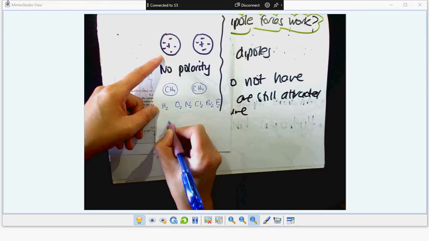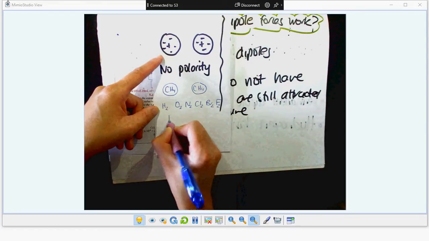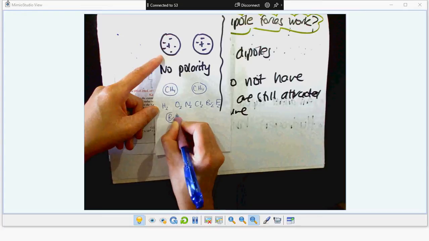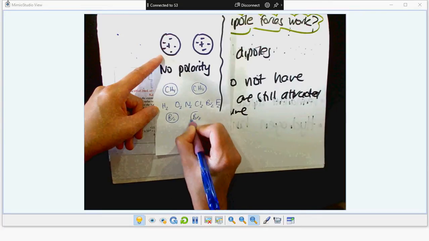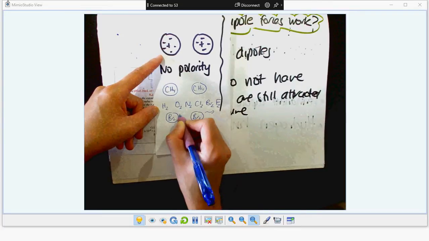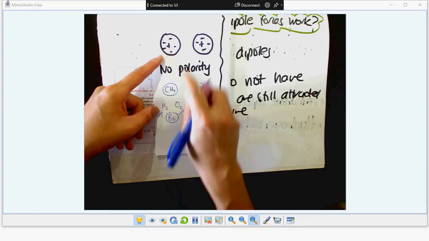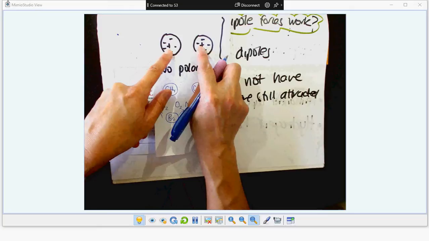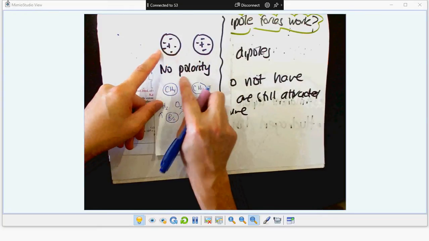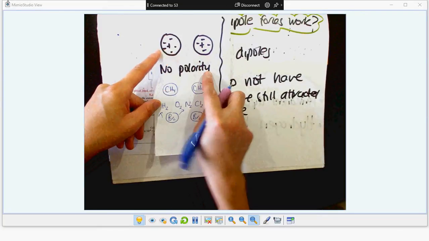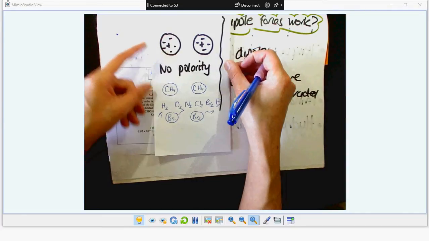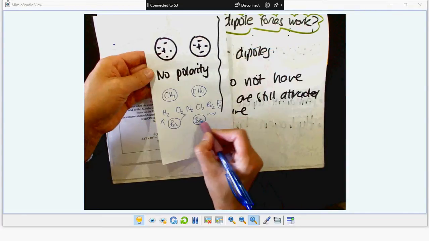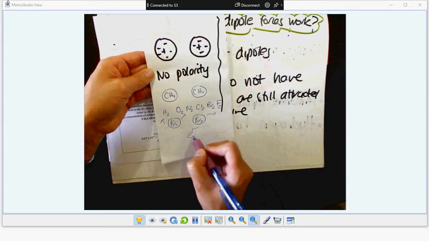So if you've got Br2 molecules, bromine molecules, these bromine molecules are always randomly moving about. So if you looked further into the bromine molecule, you'd see that they've got a positive nucleus and negative electrons around the outside. So there's absolutely no polarity. Do you understand what I've drawn there? But as I said, these molecules are always randomly moving about.